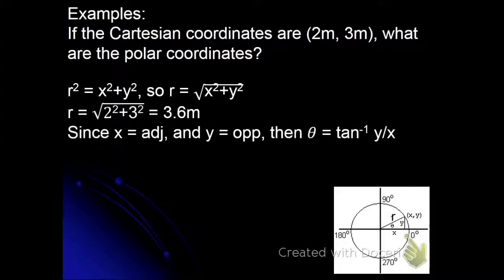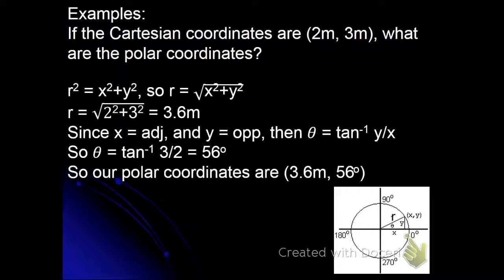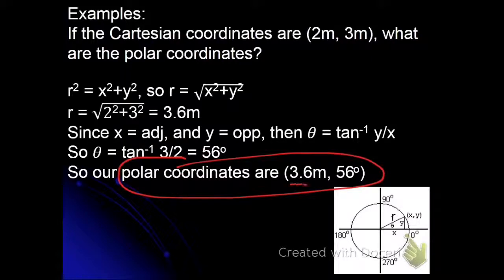We also then, knowing that x is the adjacent side and y is the opposite side, can discover theta by taking the inverse tangent of y over x. Another thing that we're going to be doing several times in this chapter. And so we plug that into a calculator and we find that this angle is 56 degrees. And so we put it together and our polar coordinates are 3.6 meters, that's the radius of a circle, and 56 degrees.